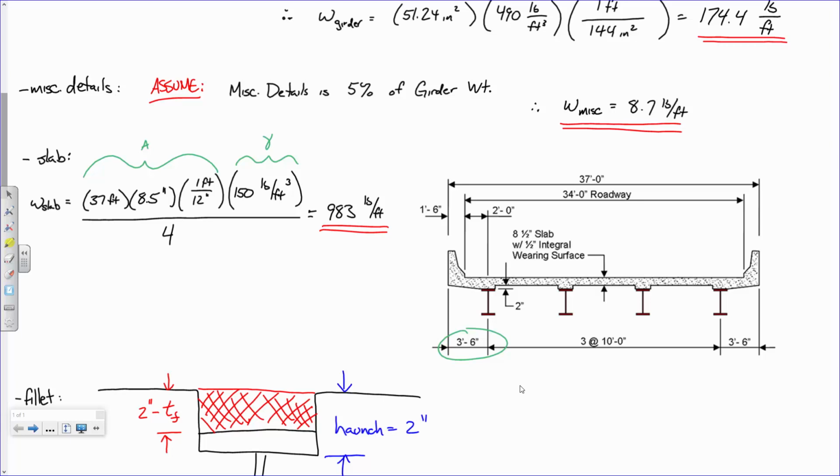DW is your wearing surface. Now, a very upper bound estimate for a wearing surface is about 25 pounds per square foot. So take 25 pounds per square foot, this is a wearing surface, and multiply it by your roadway width because that's going to be across the entire road. So 25 pounds per square foot times 34 feet, divide that by 4, that is the DW per girder. So there's your DC1, DC2, and DW per girder.